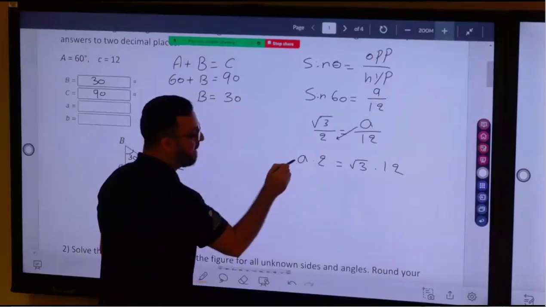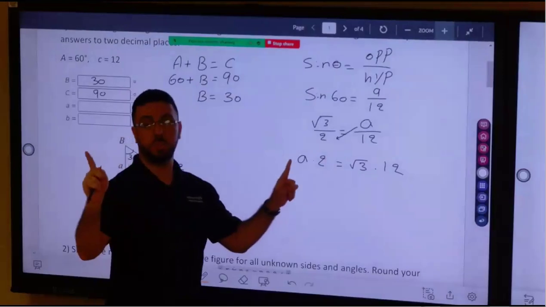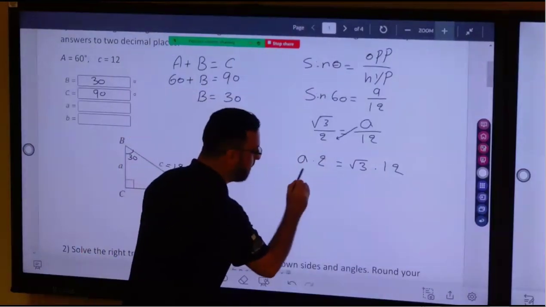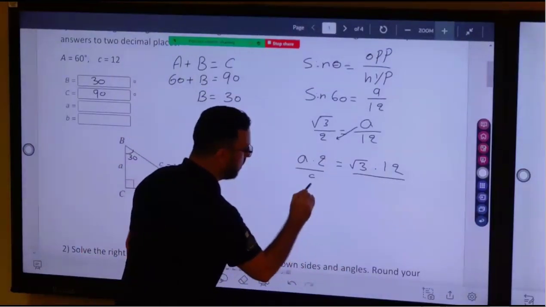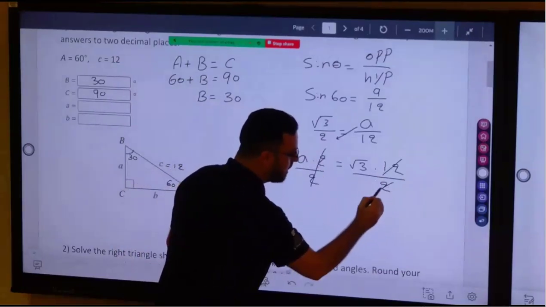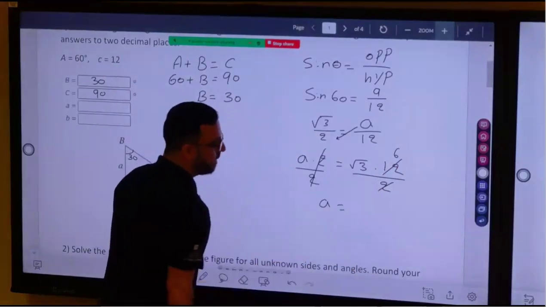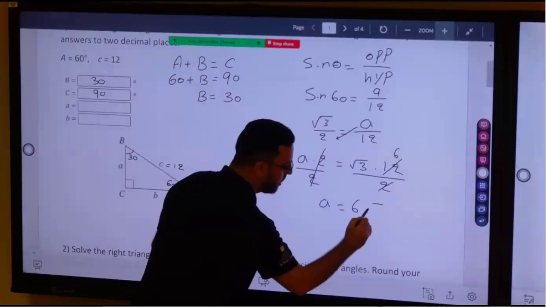Now, how am I gonna keep a by itself? Divide. So divide both sides by 2, and cancel these. 12 divided by 2 is 6. That means a is going to be equal to 6 square root of 3.